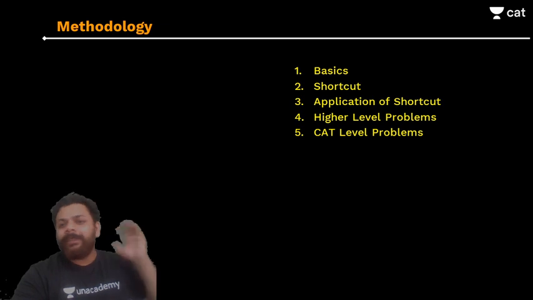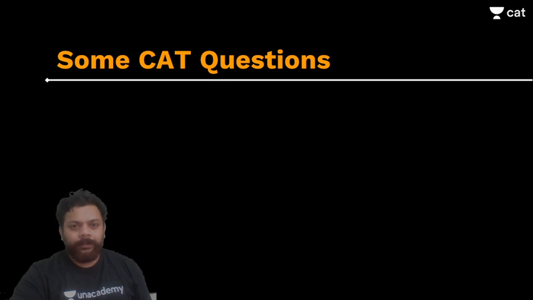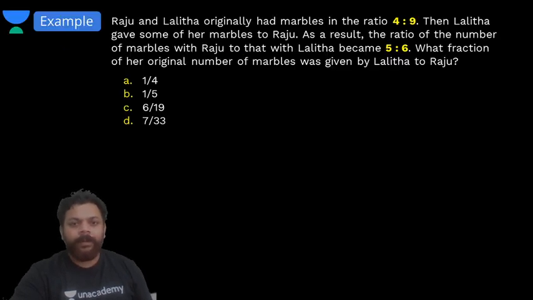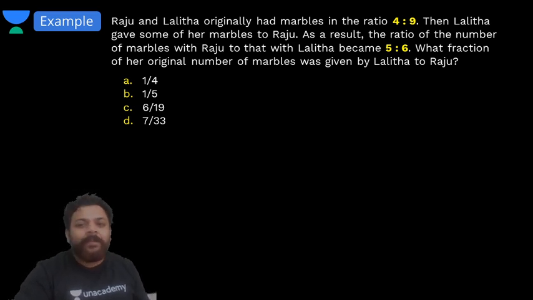So let's see some CAT level questions first, then I'll explain my methodology to you, how I used to teach. So this is the question. Raju and Lalita originally had marbles in the ratio of 4:9. Then Lalita gave some of her marbles to Raju. As a result, the ratio of the number of marbles with Raju to that with Lalita became 5:6. So what fraction of her original number of marbles was given by Lalita to Raju?